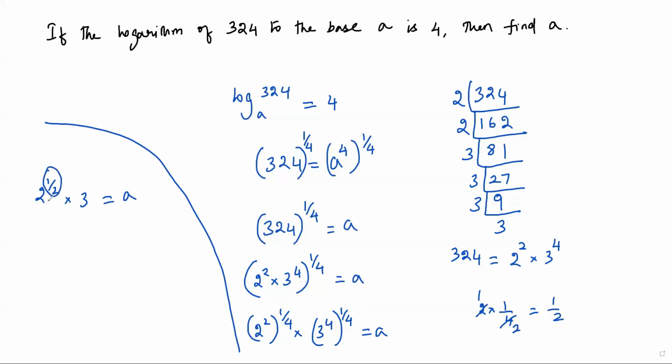Whenever the exponent is 1/2, we can write it as a square root. So square root of 2 times 3 is equal to a, or we can write it as a is equal to 3 times square root of 2. So we have solved for a. So the value of a is 3 times square root of 2.